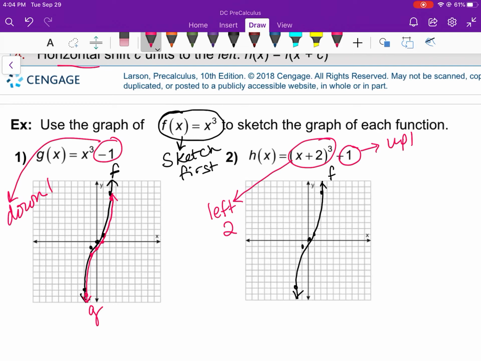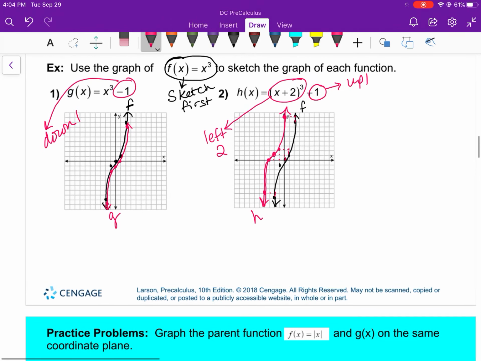So I'm going to take every point and shift them up 1, and left 2. Up 1, left 2, and so on for each point. And then I have my new cubic function. Almost got it. I'm going to try one more time to hit all my points. Got my new cubic function right here, and that is H.